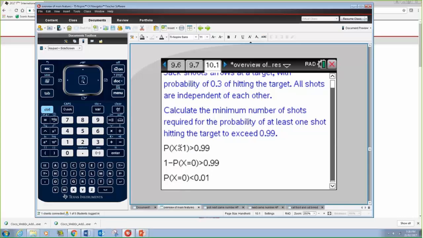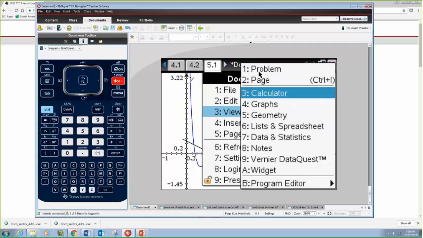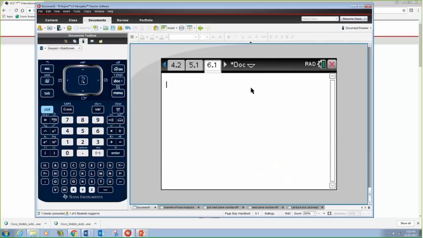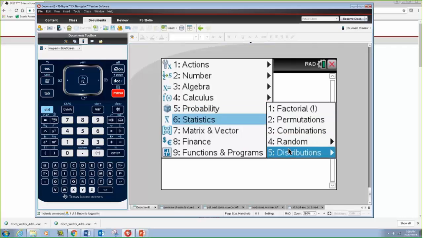So in the past we would start by doing that: probability x greater than or equal to 1 is greater than 0.99. Then we replace this with 1 minus probability x is 0 greater than 0.99. And then we have probability x equals 0 is less than 0.01. And that would have to be solved using the binomial probability formula. However, now we have another option of doing that. So if I go back to my document and go to the calculator, and now I go menu, probability, distribution.